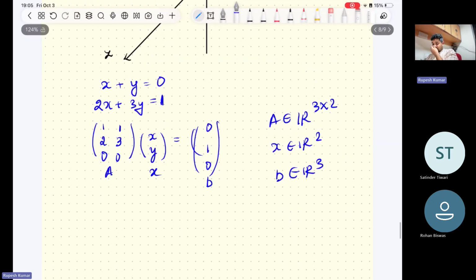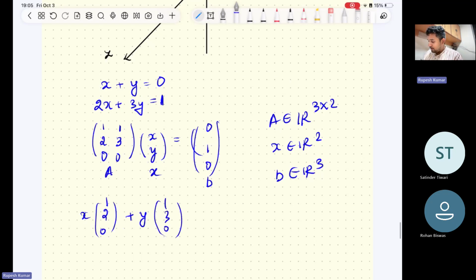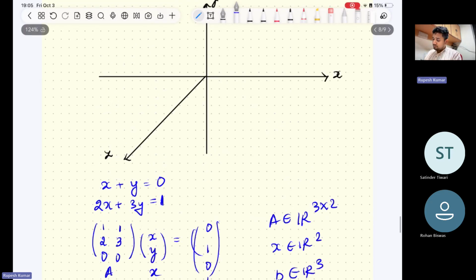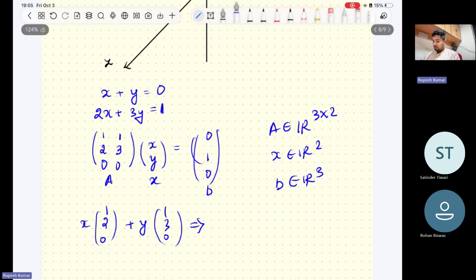Now the thing is, you are taking two three-dimensional vectors, and the vectors are 1, 2, 0 and 1, 3, 0. You are taking these two vectors, so 1, 2, 0 multiplied by some scalar, plus the other vector 1, 3, 0, and you are trying to span a space using these two, right? The question is, what is the space that these two vectors span?